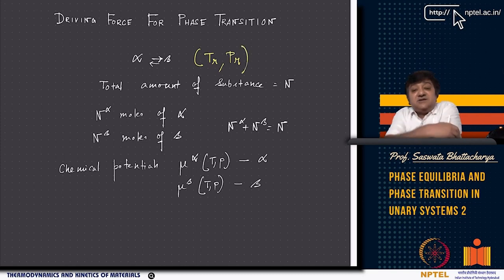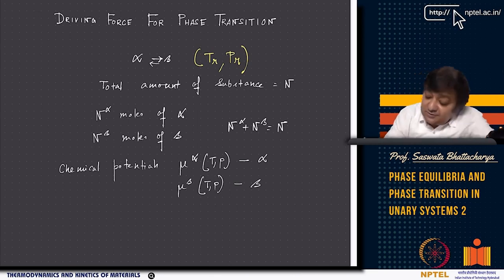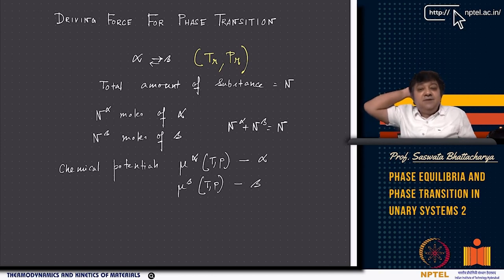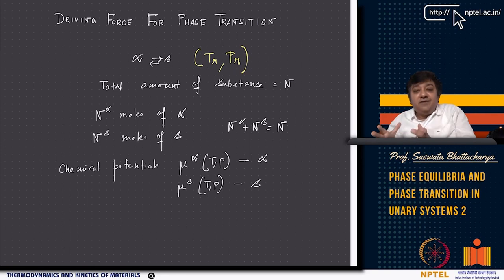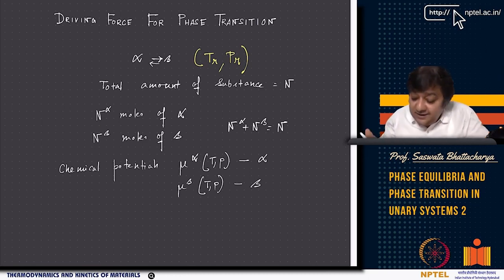Now, at the transition temperature and transition pressure, what will happen? The total amount of substance cannot be destroyed, right? The total amount of substance remains as it is. However, at the transition temperature and pressure, you will have a combination of alpha and beta, right? It's a mixture of two phases. However, both phases are unary. That means both phases contain only one component, but both phases are possible at the transition temperature and pressure.